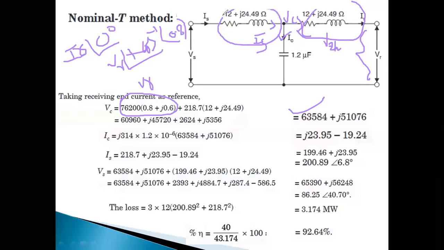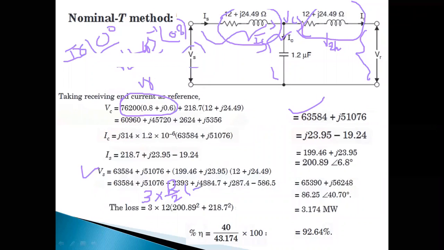Once we know the sending end current, the drop across this plus the voltage across the capacitance directly gives the sending end voltage. The procedure is the same as what I have used. Here, 3 into resistance R by 2 into the sending end current square plus the receiving end current square gives the total three-phase power losses. Its value comes around 3.174 megawatts.